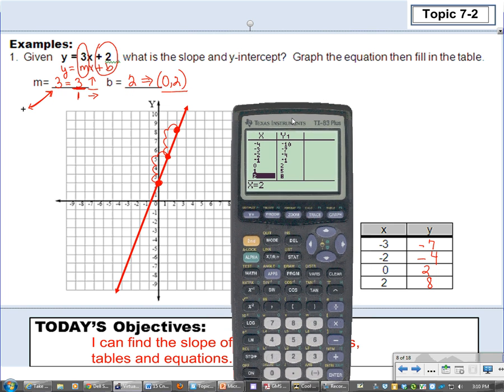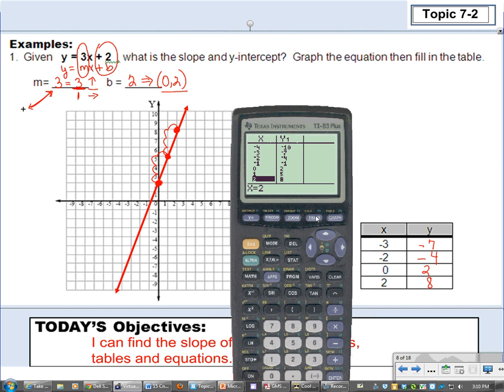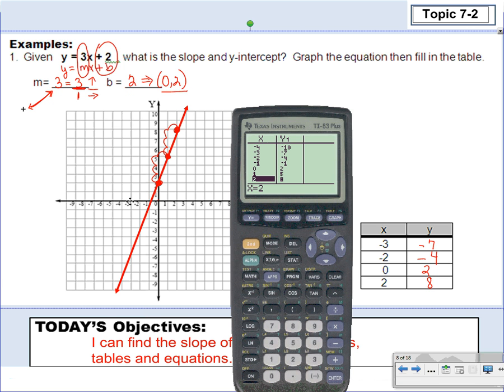I'm going to check just to be sure that I drew my graph pretty well. So on my graph, when x is negative 3, my y should be negative 7. And I can tell my graph is a little off. When x is negative 2, my y should be negative 4. X is 0, y is 2, and then x is 2, my y is 8. Those ones actually work. It's okay if your line is not exactly straight, but it will give you an idea.